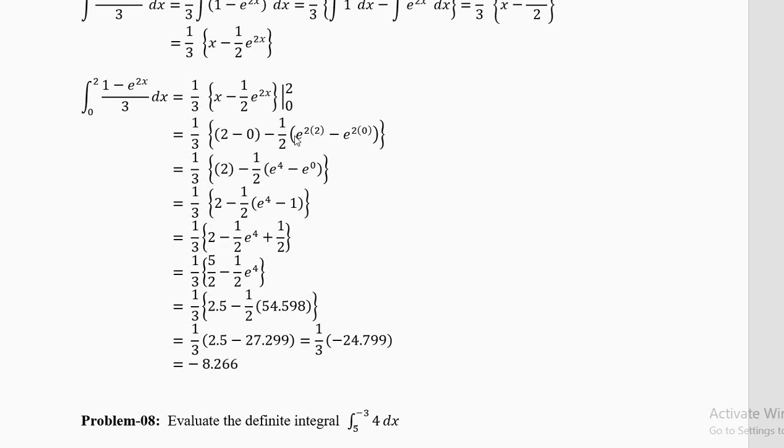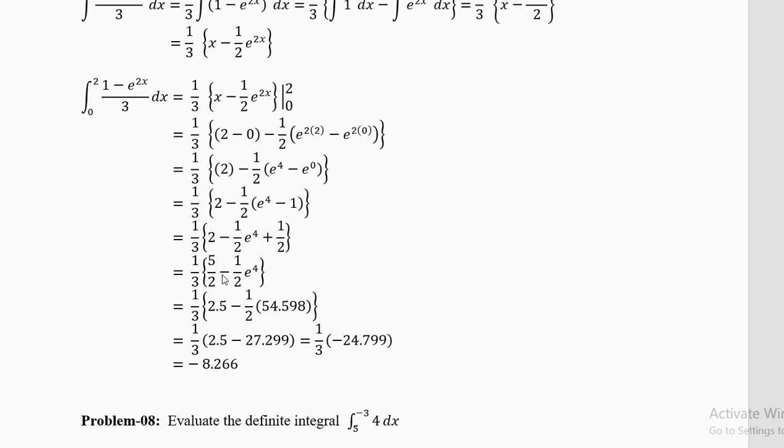Take minus half into another bracket, we'll get e power 2 into 2 minus e power 2 into 0. You have e power 4 minus e power 0, which is e power 4 minus 1. Open the bracket, you'll get 2 minus half e power 4 minus half into minus half is plus half. You have 5 by 2.